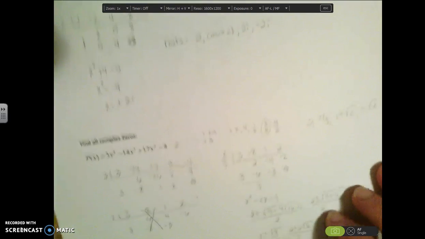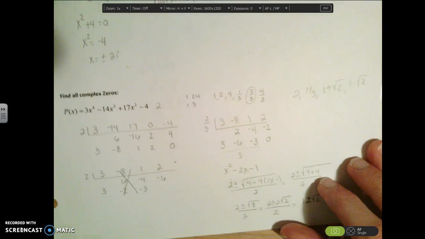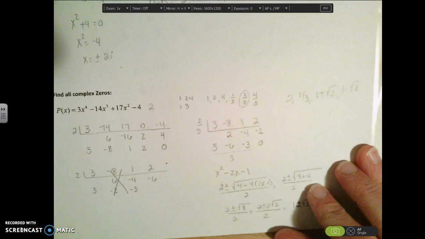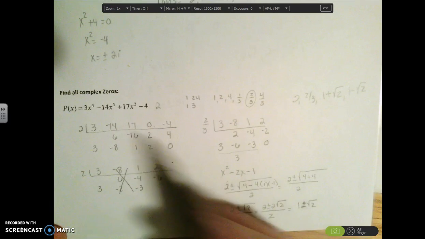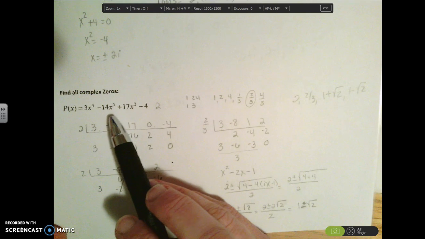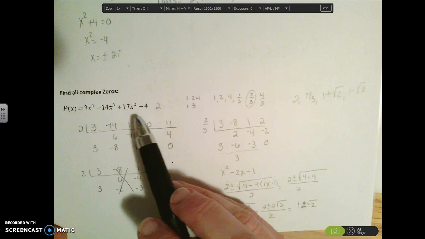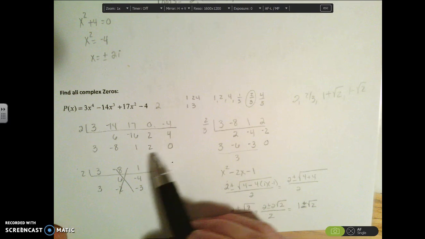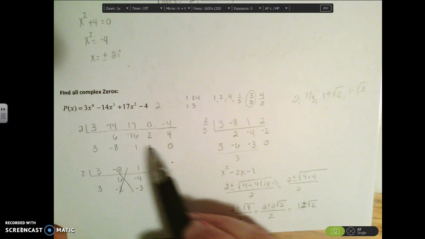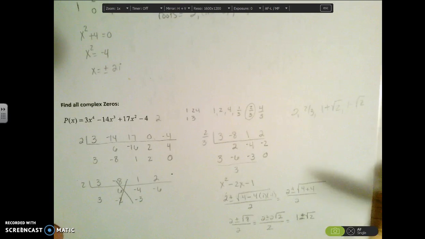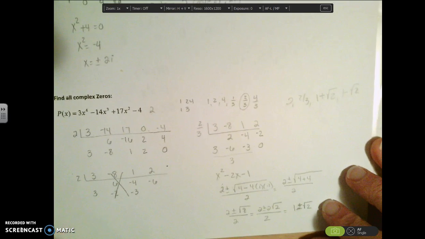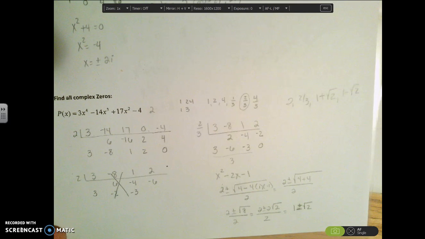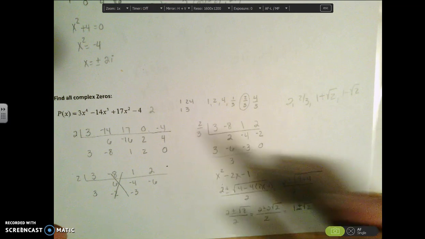So here we have another example. When we put it in our calculator, we have 3x to the fourth minus 14x cubed plus 17x squared minus 4. When we look at our calculator, we can see a root of 2. So we're going to go ahead and divide that root out. Now our other roots appear to be between 0 and 1, and then there's two other roots that appear between 1 and 2 and between negative 1 and 0.